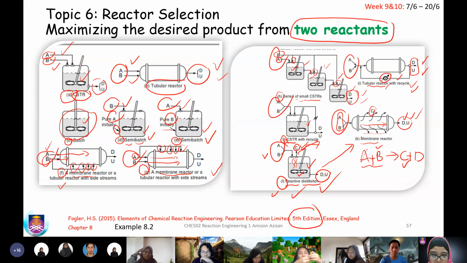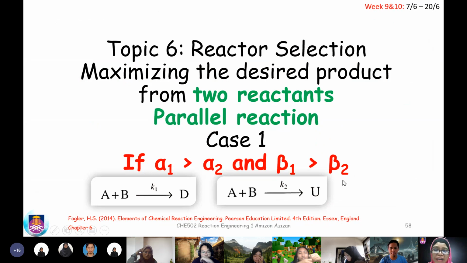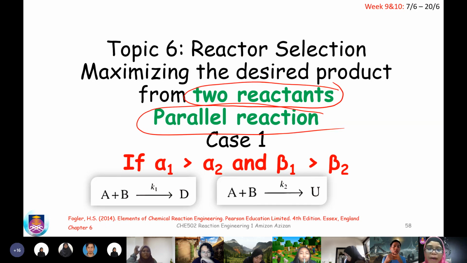All right. So we're going to go to different cases with different proposals of the reactor for two reactants. Again, it's a parallel reaction. So for the first case, we have two reactants there, and both reactions are in parallel.